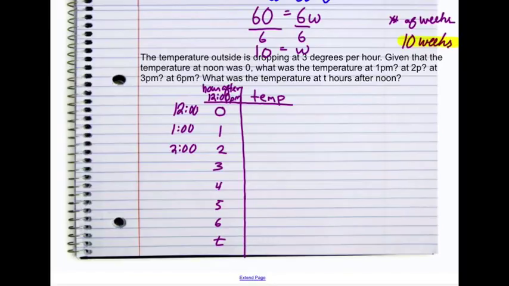So the temperature at noon is 0 degrees. It drops 3 degrees per hour. So at 1, it's -3. At 2, it's -6. At 3, it's -9. And we can continue on with our pattern.